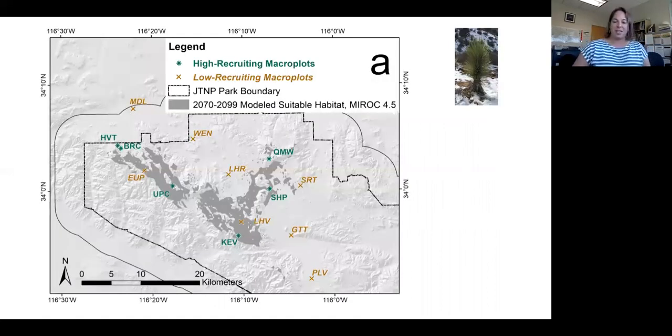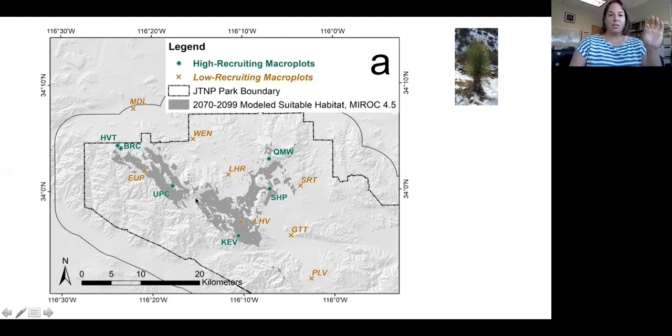So what did we find? So we went out and measured what we call recruitment, essentially where are the small Joshua trees. This is a photo I took up at Eureka Peak, which is a really cool place to go up in Joshua Tree. It's way down a dirt road. So where are the high recruiting macroplots and where are the low recruiting macroplots? This MDL location is actually where I was touring the burn scar a couple days ago. So that is Mojave Desert Land Trust land, which is also a partner on the study. And unfortunately, that was a low recruiting macroplot.